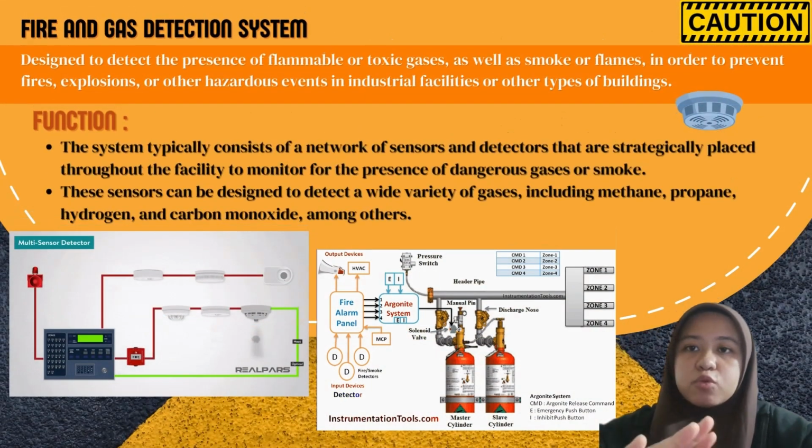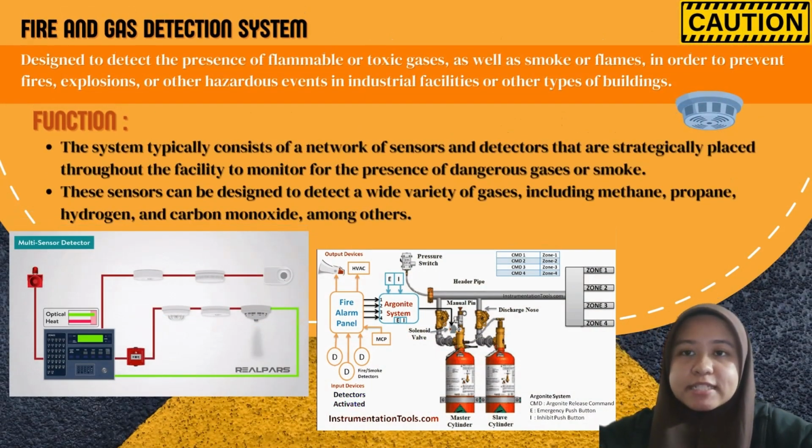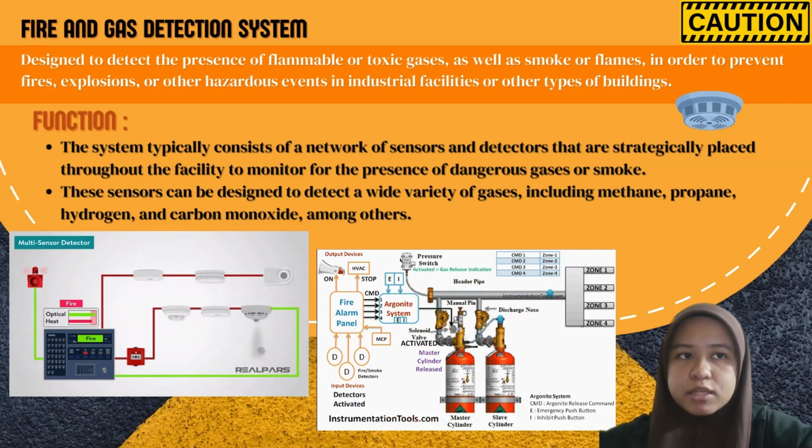Okay, the third one is fire and gas detection system. Fire and gas detection system is designed to detect the presence of flammable or toxic gas as well as smoke or flames in order to prevent fires, explosions, or other hazardous events in industrial facilities or other types of buildings.